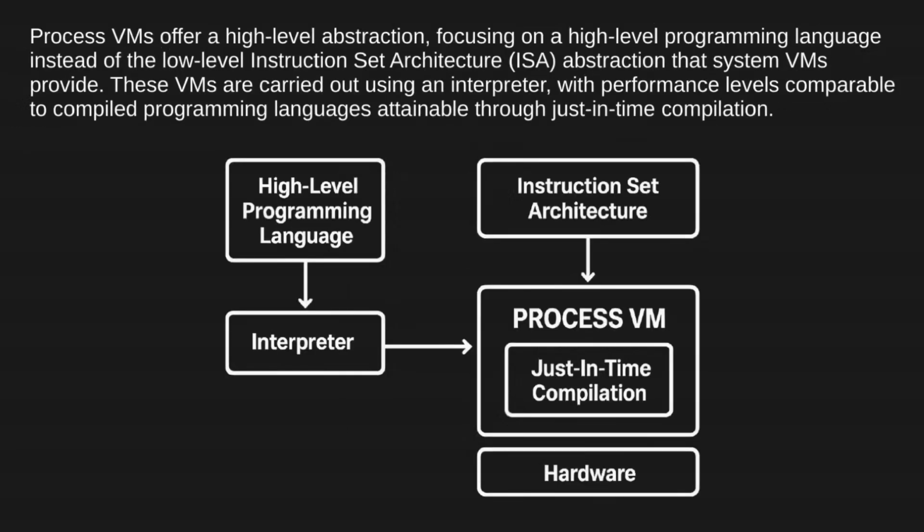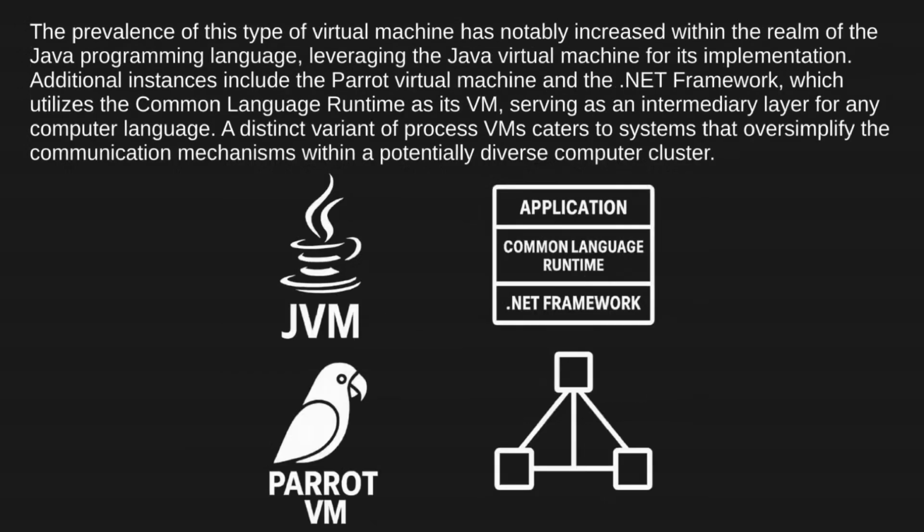Process VMs offer a high-level abstraction, focusing on a high-level programming language instead of the low-level instruction set architecture (ISA) abstraction that system VMs provide. These VMs are carried out using an interpreter, with performance levels comparable to compiled programming languages attainable through just-in-time compilation. The prevalence of this type of virtual machine has notably increased within the realm of the Java programming language, leveraging the Java virtual machine for its implementation. Additional instances include the Parrot virtual machine and the .NET framework, which utilizes the Common Language Runtime as its VM, serving as an intermediary layer for any computer language.